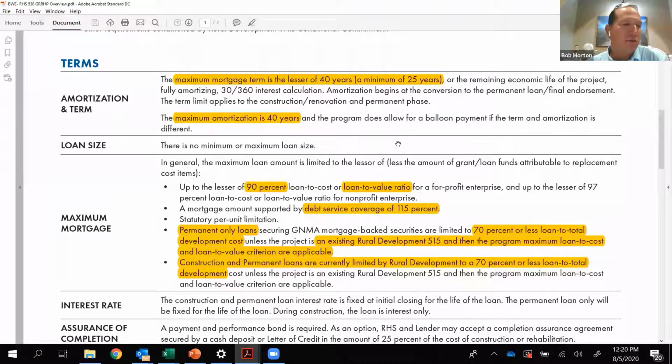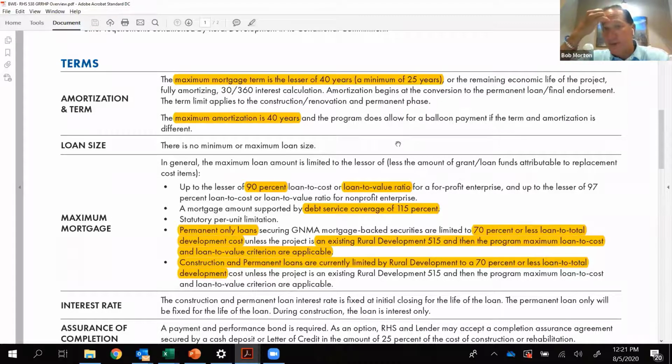One of the great features of this loan product, it does allow for a 40-year amortization. The term has to be a minimum of 25 years, but it can also then go up to 40. So you can do a true 40-40 term and amortization, but we can do it with a balloon in case you have other subordinate debt that does not have a term of 40 years. It's standard real estate practice to have the senior debt, which the 538 is required to be in first position at all times, and all other forms of debt, including the 515, must subordinate to the 538.